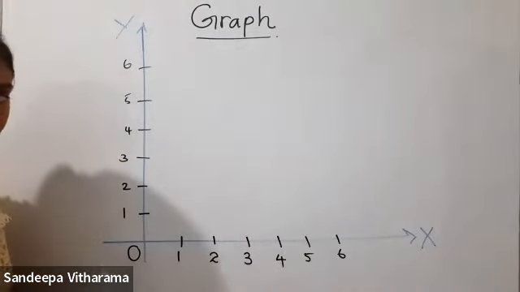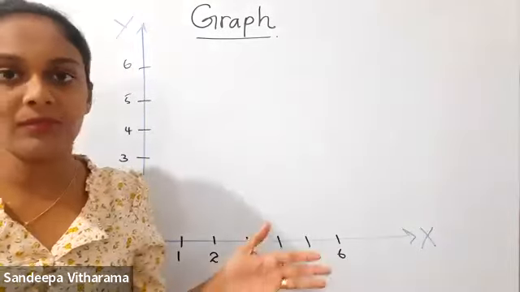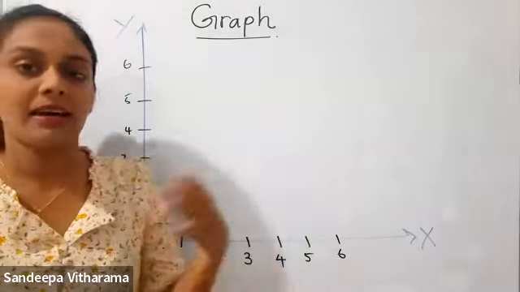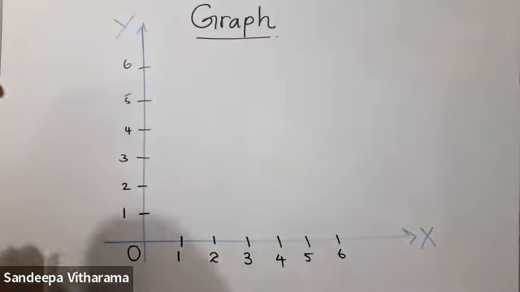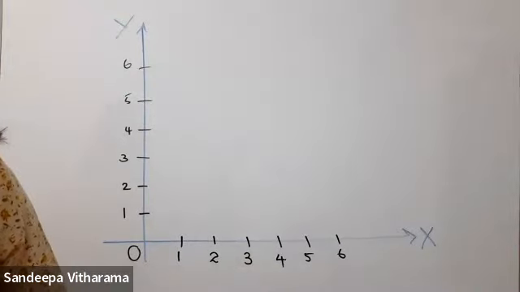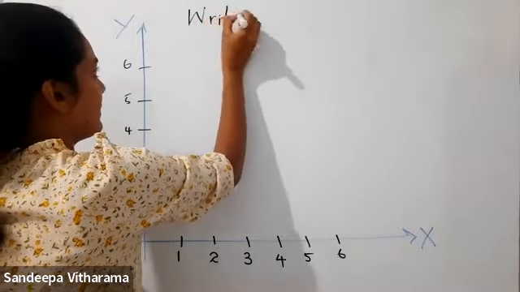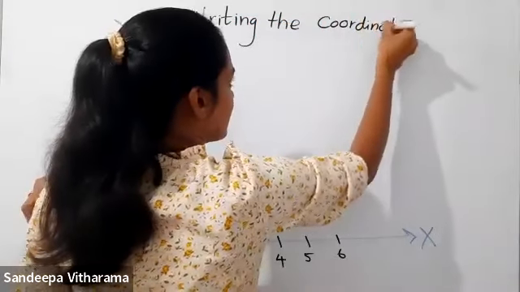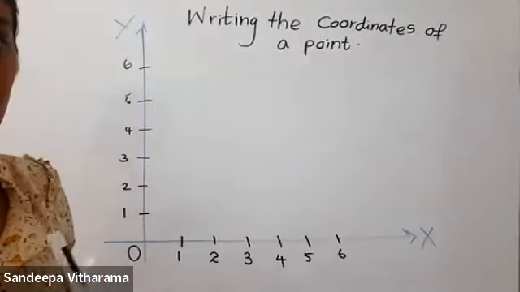First of all, we should be able to identify what the coordinates are. So how do we write the coordinates of a given point on a coordinate plane? And the other thing is, you should be able to mark a particular given point on the coordinate plane. Then, under this topic, write down the subtopic: coordinates of a point. Okay, write in the coordinates of a point.